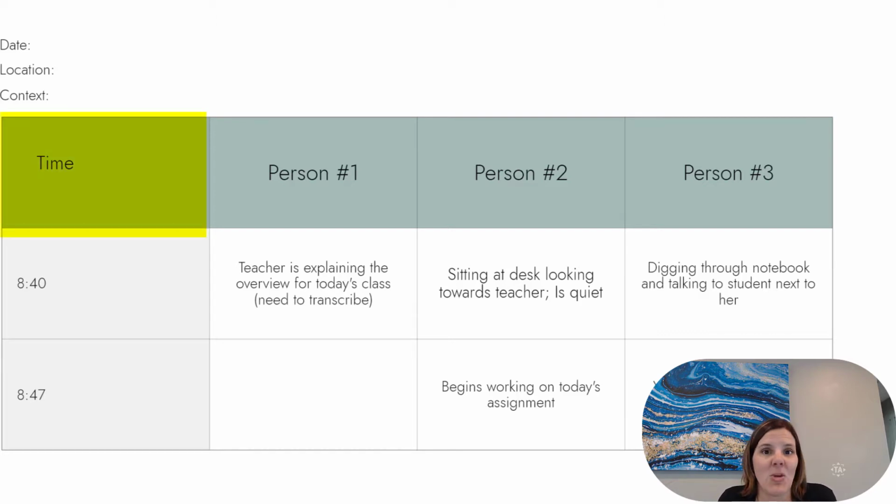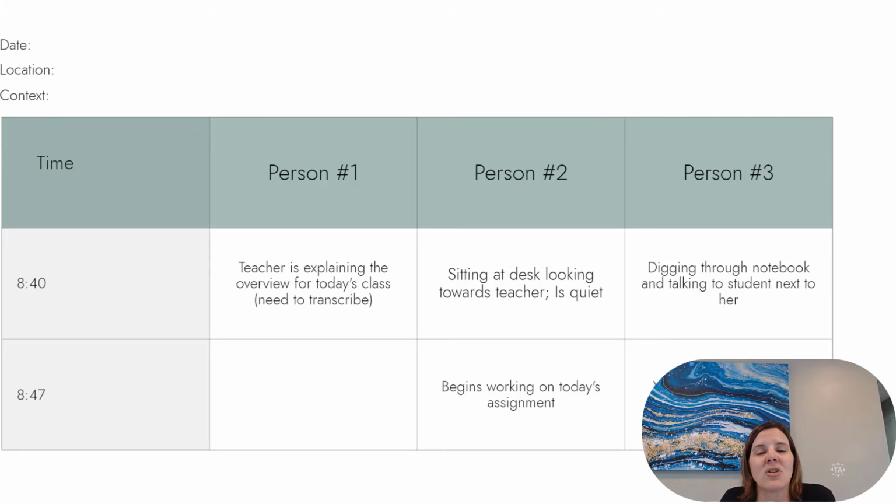Now, starting in the left-hand column, you will see I've got time. I like to document what happened at what time. It lets me remember the flow and rhythm of the day. It also lets me see how long certain activities happened, how long maybe somebody engaged in a particular behavior, or how long an activity or an event took place.